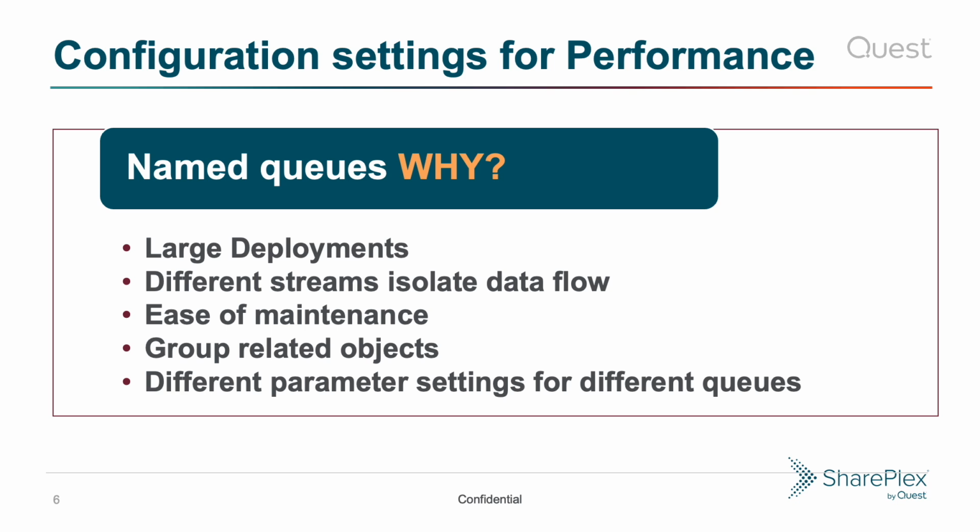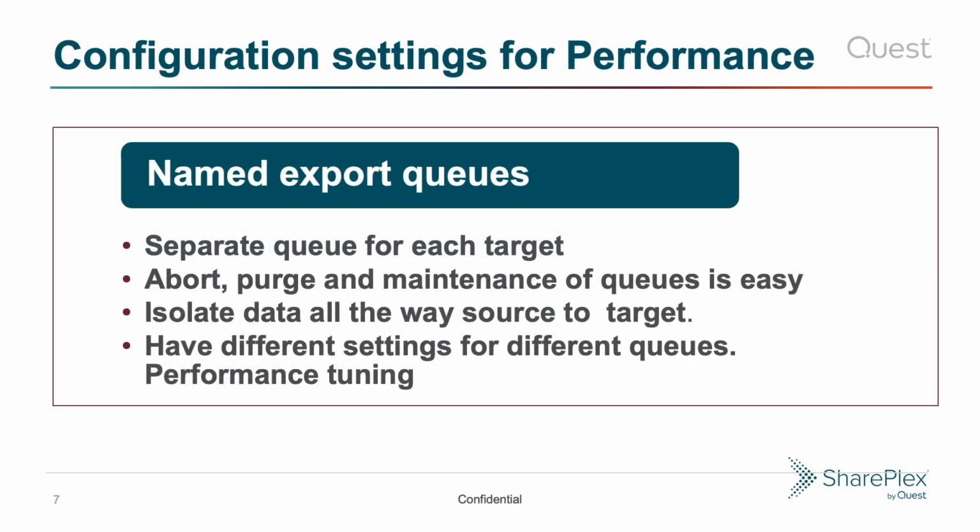For different queues, you can have different parameter settings. Most of the parameters are set at the queue level. So having different queues really helps. And for named queues, you can have named export queues and named post queues.